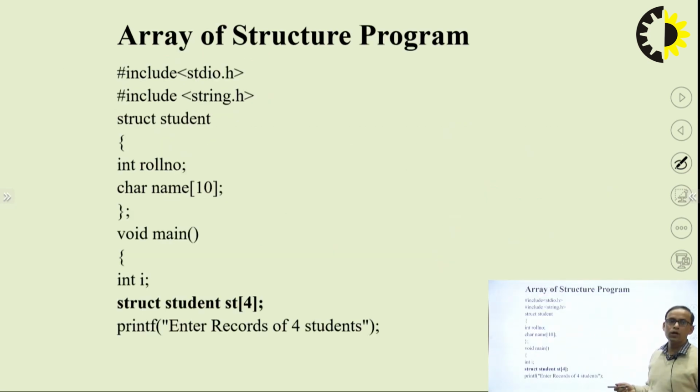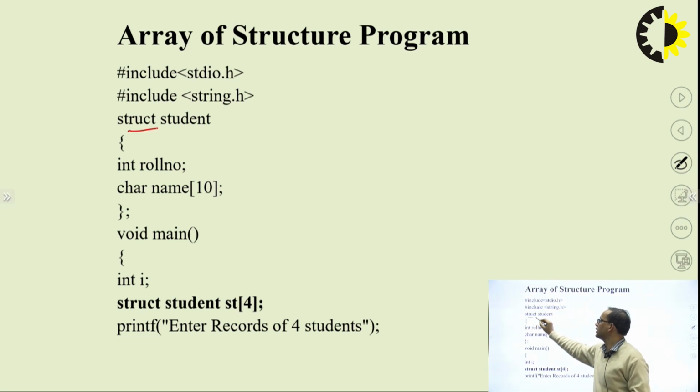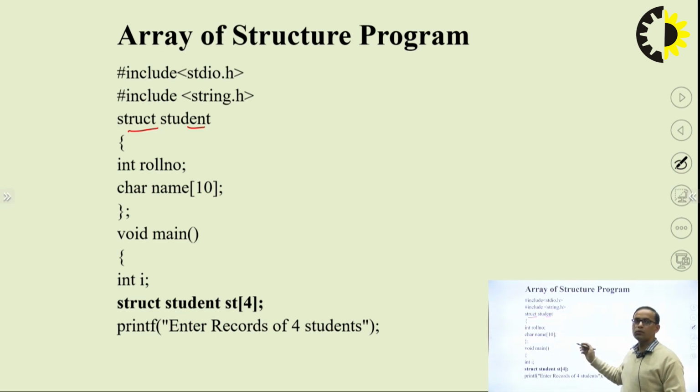This is the basic program to implement the concept of array of structure in C programming. Again, here are the header files, and we are going to create a structure named student. So this is the structure name. We are going to store information about two attributes of a student, student roll number and student name. So in this program we are going to store the information about 4 students. This is the maximum size.